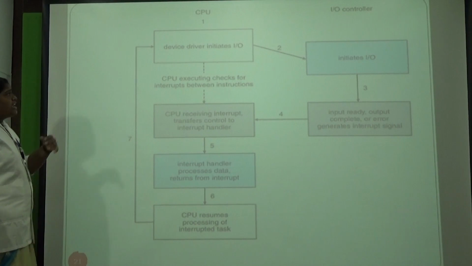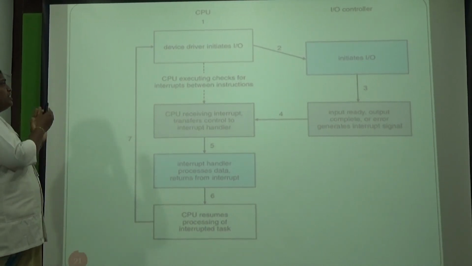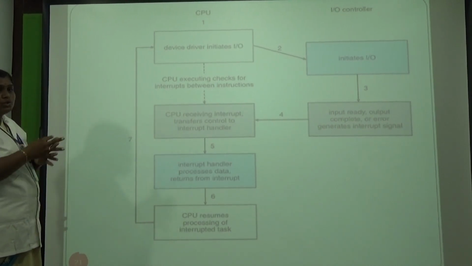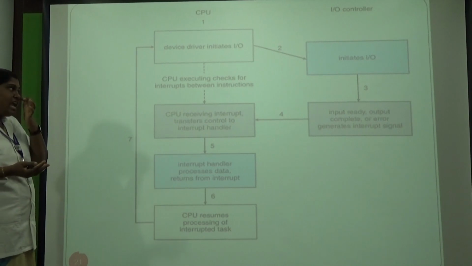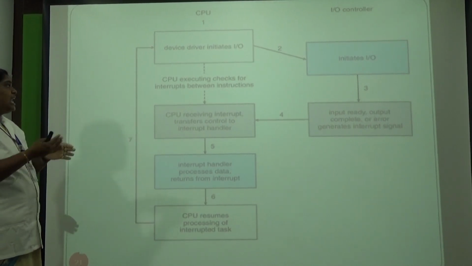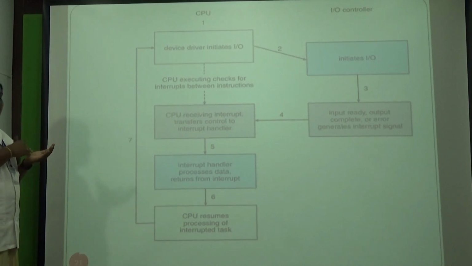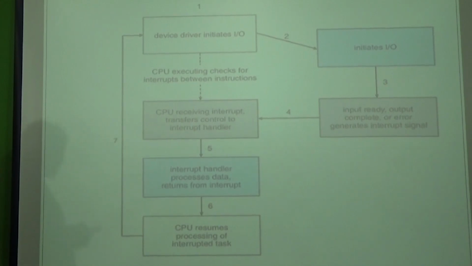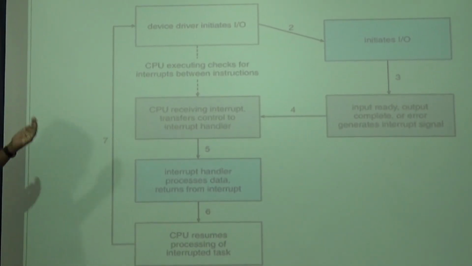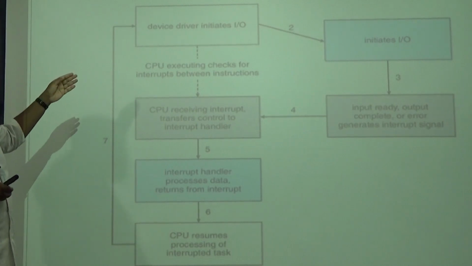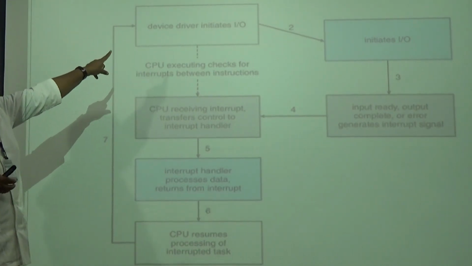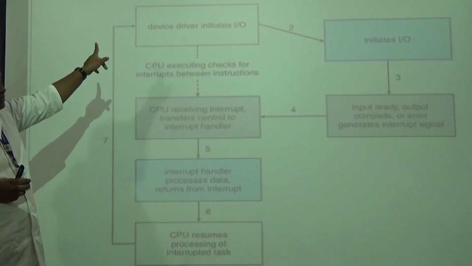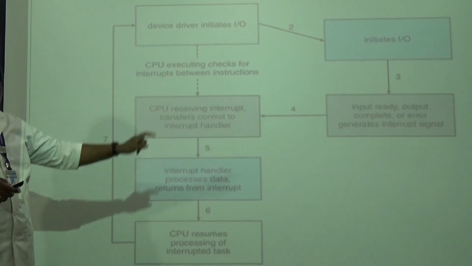As the device initiates input and output devices, it will check for execution. If there is an interrupt, it initializes the input and output, then moves on to the ready state. If it has any errors, it will generate an interrupt signal and then move on to the CPU to receive the transfer of data, and then the interrupt handler will process that data and return to the interrupted program. If there is an error, again the CPU will resume the work and go on to the device driver. This action will repeat continuously, from both the CPU and the I/O controller.